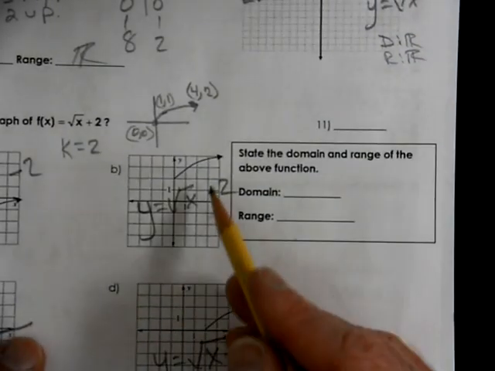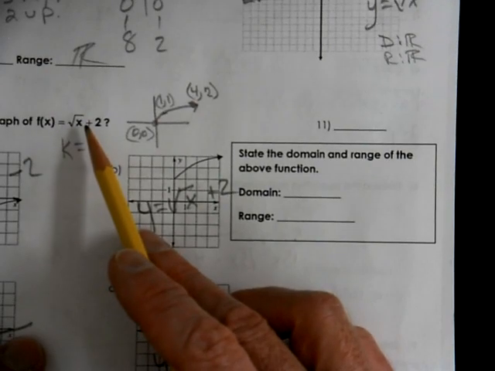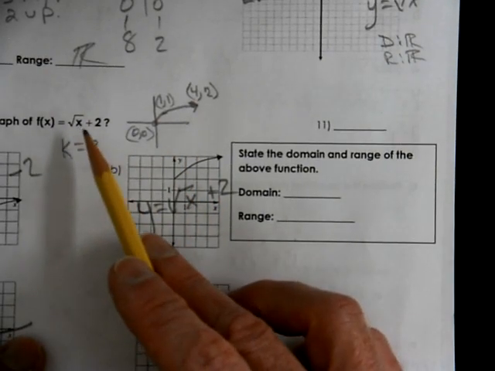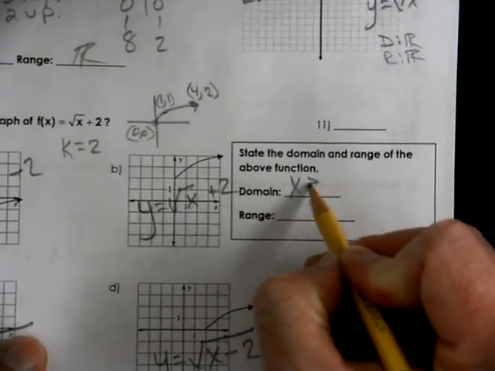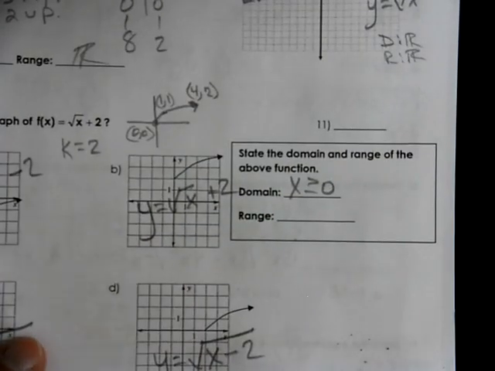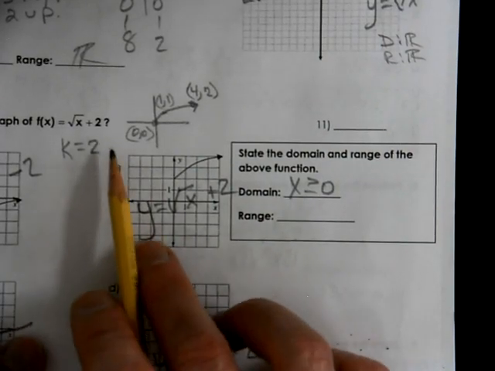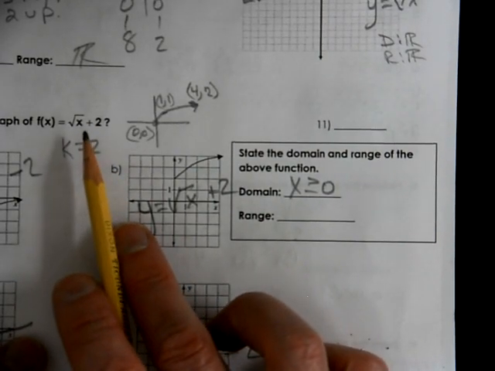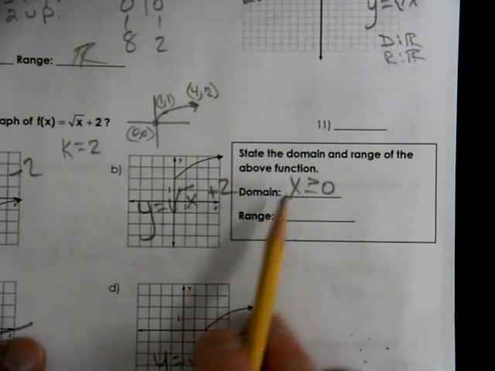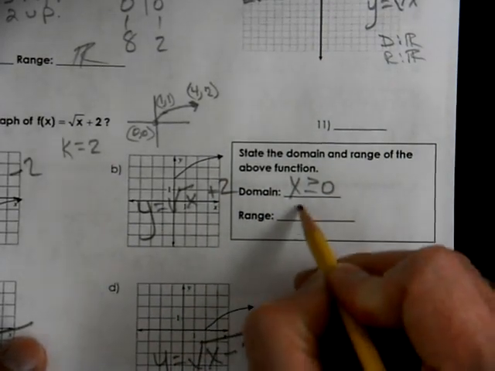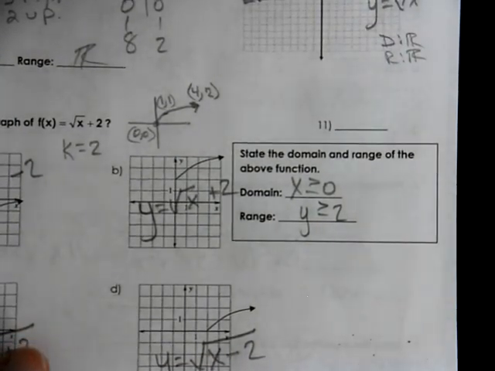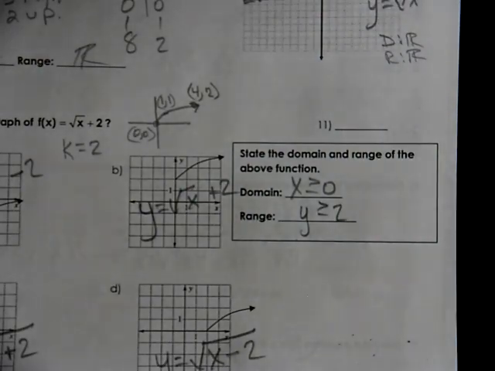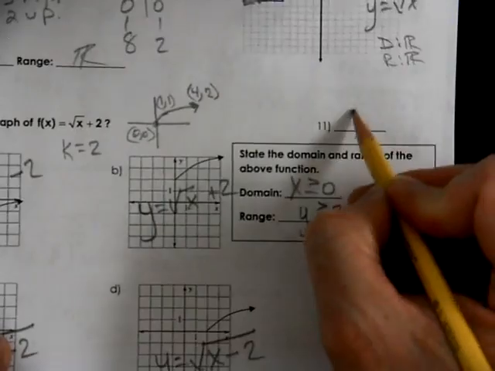So, what is our domain for this? Well, a square root. What type of numbers can you type into a square root? Only values from 0 and bigger. We didn't translate to the left at all. And the range has to be bigger than 2. You can't get an answer smaller than 2. So that would be your domain and your range. So our answer is B.